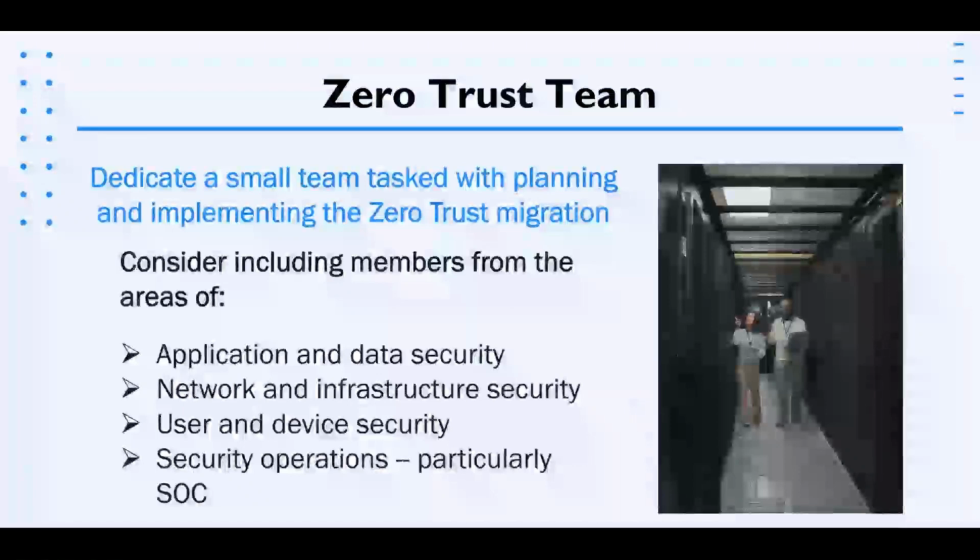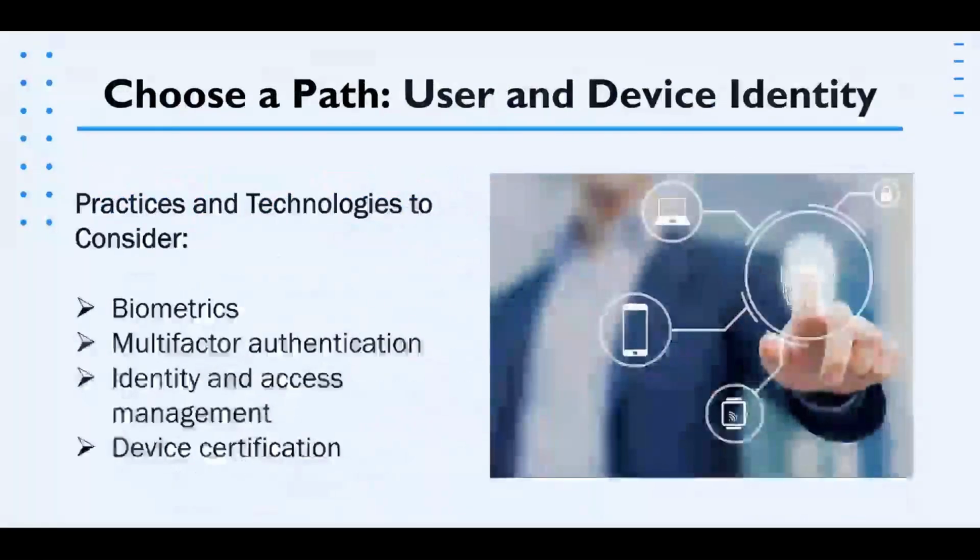Dedicate a small team tasked with planning and implementing the migration too. Planning and migration, both. We're talking about application data security, network infrastructure security, and again, the things that we've been talking about. All the security teams. Yep, they all need to be involved. Yeah. And then choose a path.